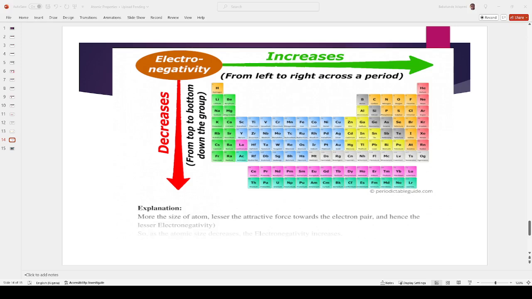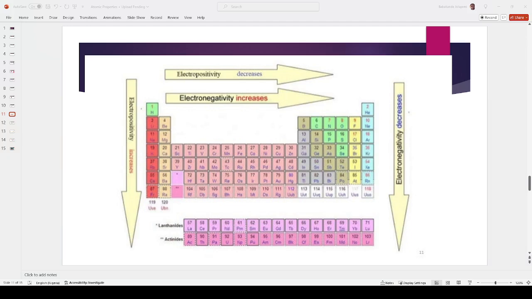A quick recap of today's video. Electronegativity increases across the period from left to right, while it decreases down the group from top to bottom. Equally, electropositivity decreases across the period, while it increases down the group from top to bottom.